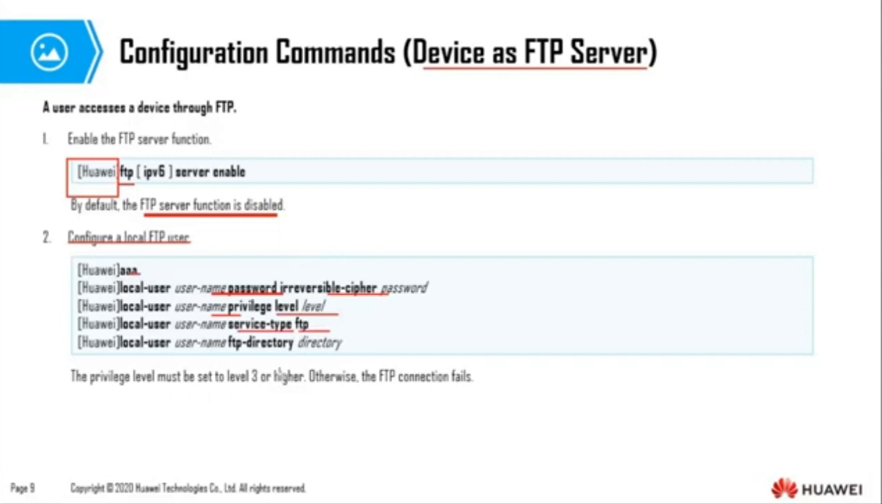The other important thing with FTP is that you must give them a default directory, the FTP directory, so that when they FTP to that machine, they land in that directory by default. You must set this using the command local-user username ftp-directory, then you say, for example, flash. Now, it is important that you understand that FTP cannot work unless the privilege level of the user is 3 or higher. It has to be 3 and above.